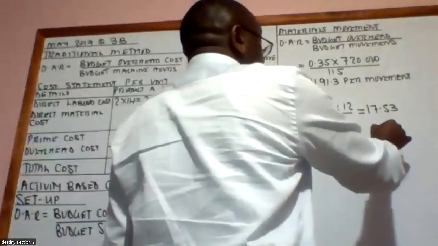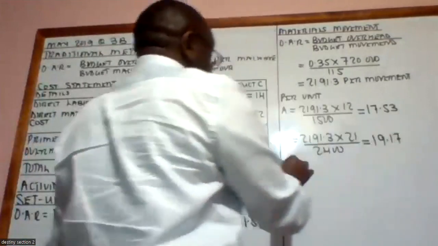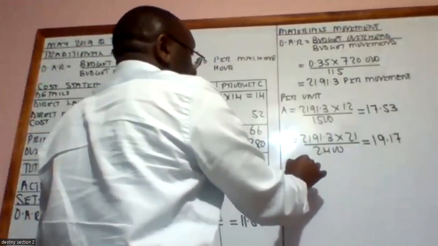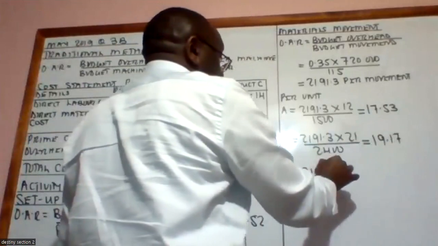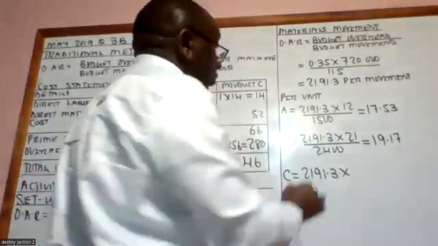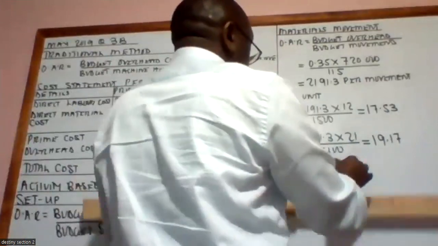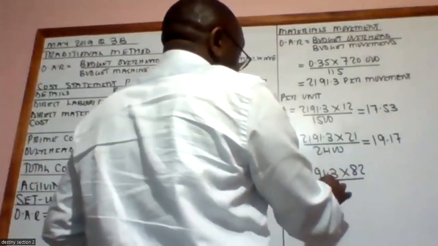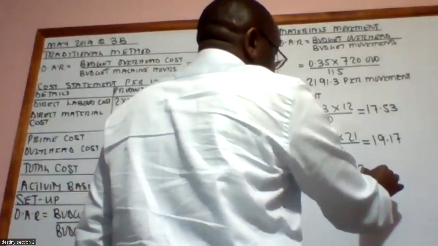$19.17. We go to C, 2191.3 times 82. You divide by 11,000.